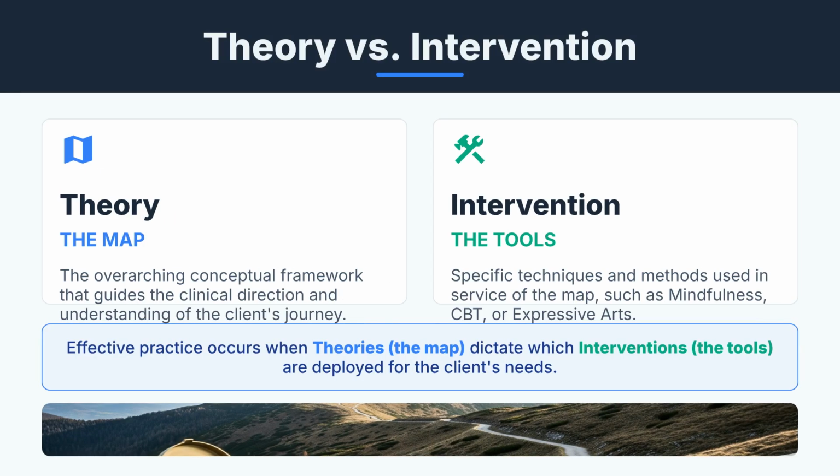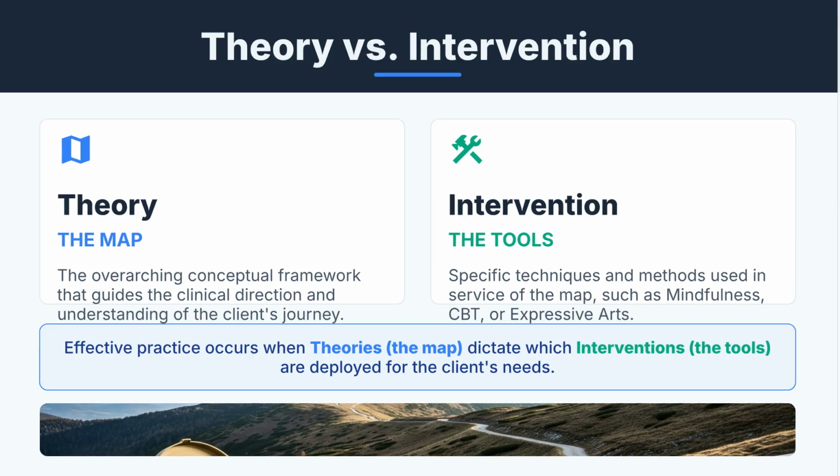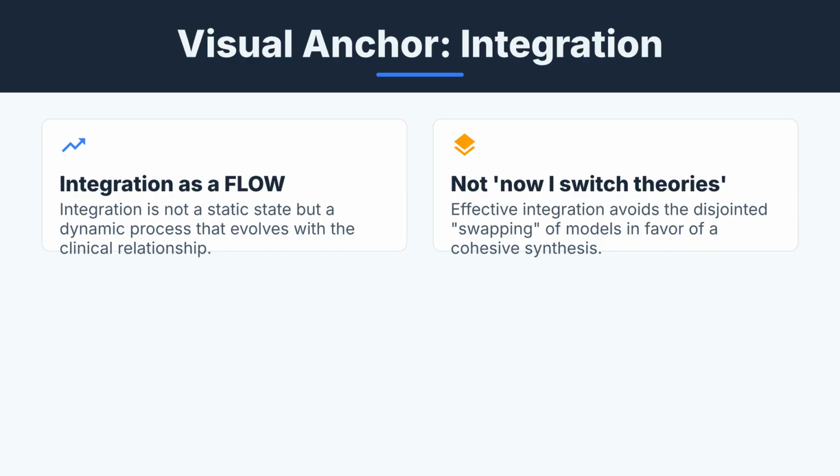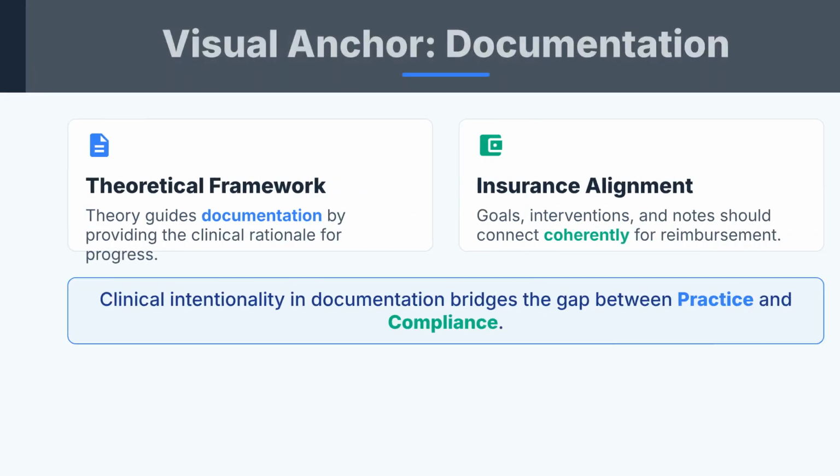Theory is the map, the overarching conceptual framework that guides the clinical direction. Intervention is the tools, specific techniques used in service of the map. Effective practice occurs when theories dictate which interventions are deployed for the client's needs. Integration is a flow, a dynamic process that evolves with the clinical relationship. It is not about disjointedly swapping models, but developing a cohesive synthesis. This allows you to respond effectively to the client's complex, multifaceted experiences.